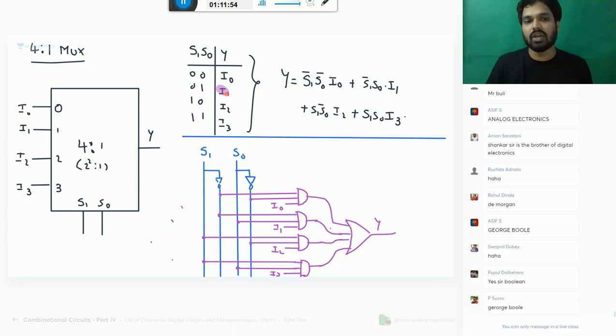0, 1 will give you I1, 1, 1 will give you I3. Like that, it is selecting based on S1, S0, it will select one thing and give it to the output. That part is done. I told one more thing also. This magic box can implement any function. It can do full adder, full subtractor, half adder, anything can be done by this. I will prove that also, don't worry. Firstly, it is clear for you, it is what we call mux.